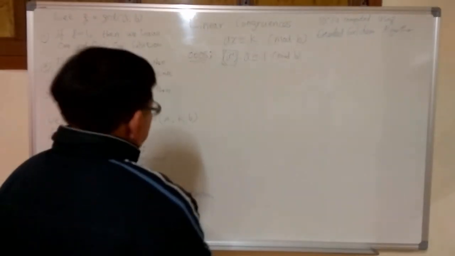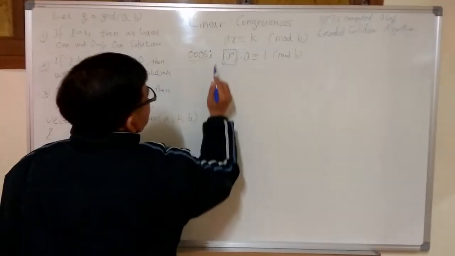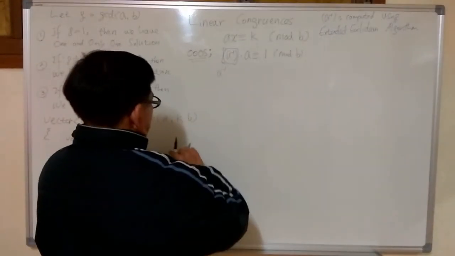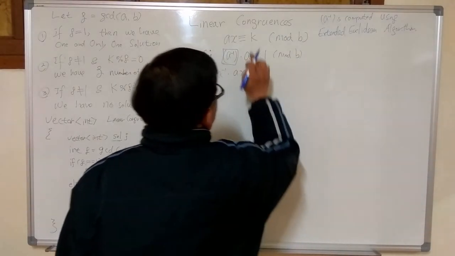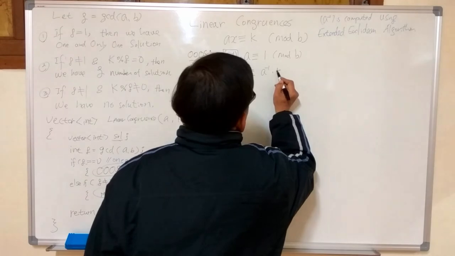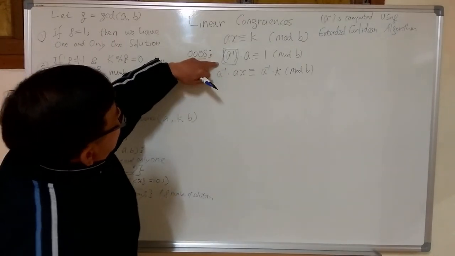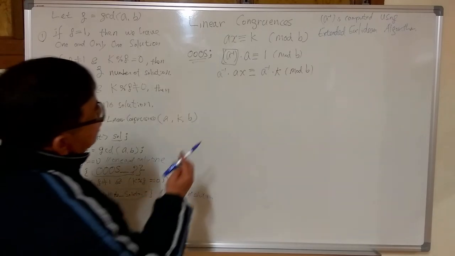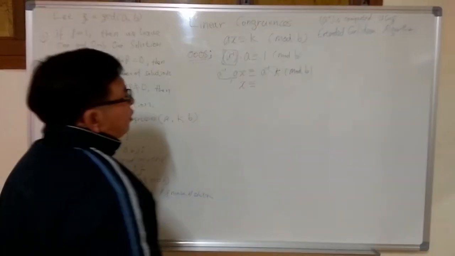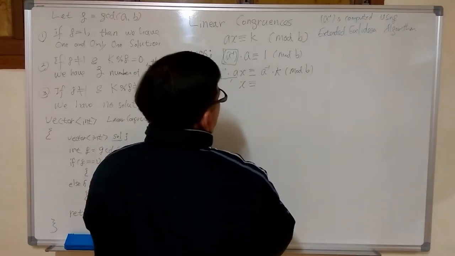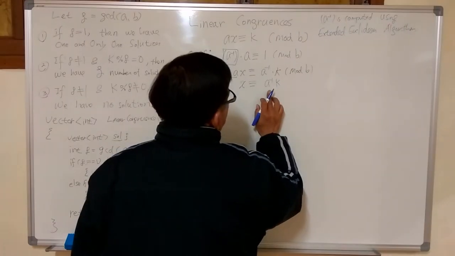If we get this number, then we multiply here. Each side we multiply. A inverse times AX equals A inverse K mod B. We multiply multiplicative inverse to each side of the equation. Then it becomes identity 1, leaving x. This side is the solution we want to find. A inverse times k. This is the solution.